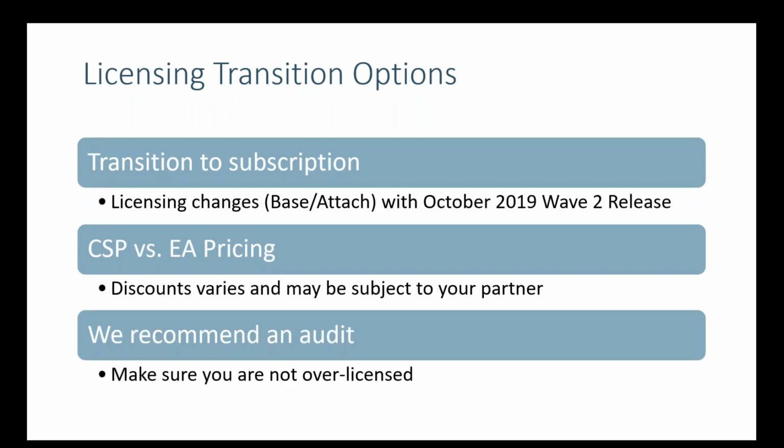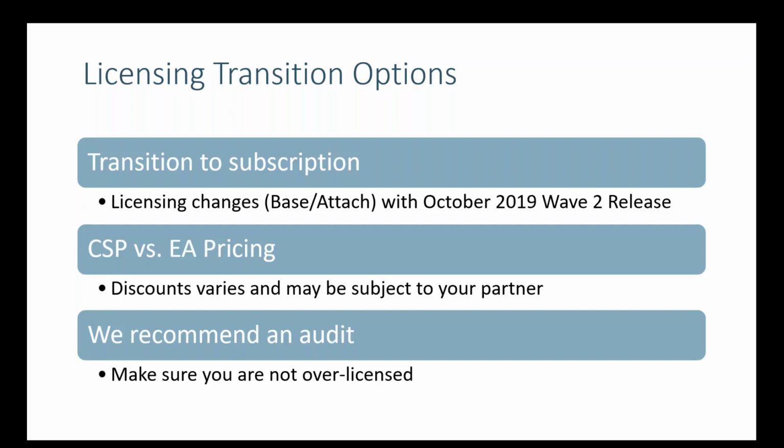And a couple of the things to note too is that the licensing changes are a big part of this as well. So obviously there's a transition to subscription licensing. And as of October 2019, with Wave 2 being released, there's a new licensing change that Microsoft introduced on what we call the base and attached licenses that you need to talk through with your partner or with us to be able to drive that. You need to know the differences between CSP and EA pricing. That's a really important one that we tackle pretty commonly as part of our conversation with prospects and existing customers that are looking at upgrading or implementing the solution.